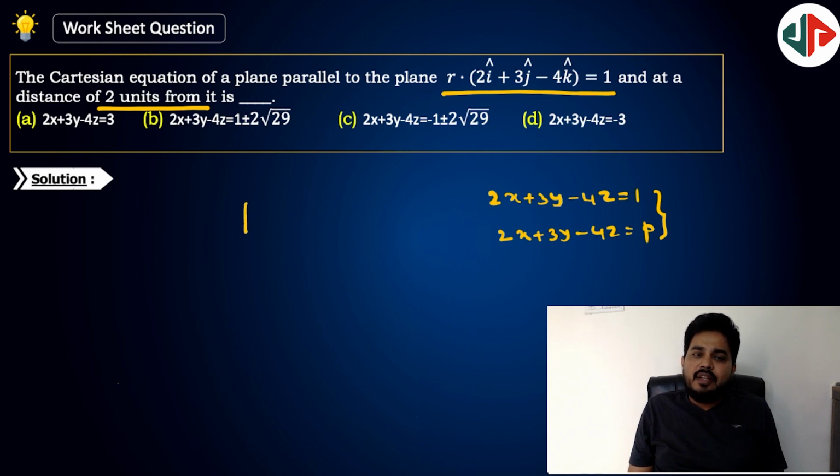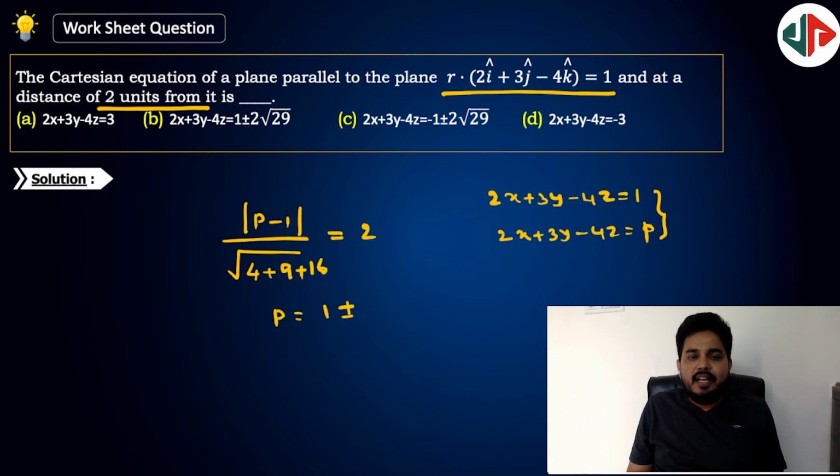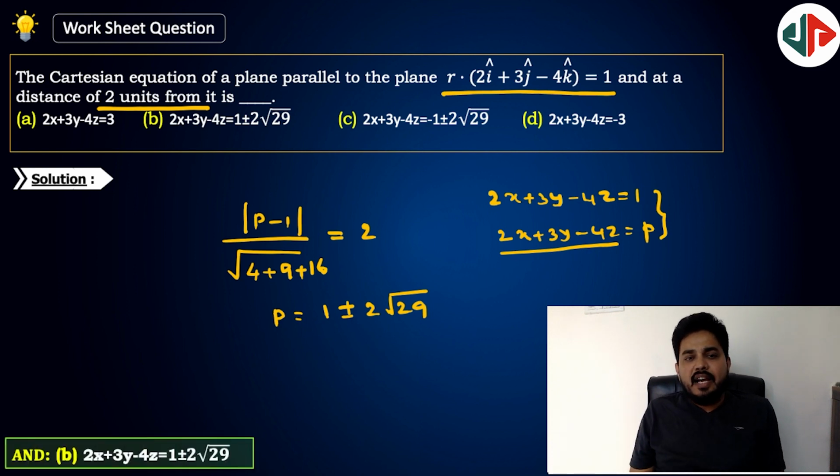So the formula is modulus of p minus 1 by root over a square plus b square plus c square, which is equal to how many units? So p is equal to 1 plus or minus 2 root 29. Okay, so 2x plus 3y minus 4z is equal to 1 plus or minus 2 root 29.